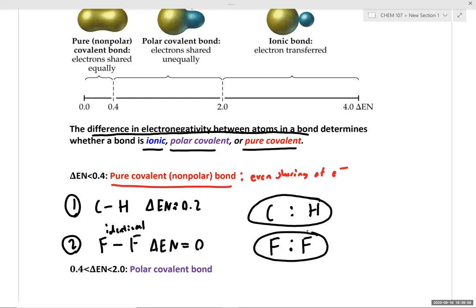Think of electronegativity sort of like a tug of war game. The more electronegative your element is and the greater your difference in electronegativity, the more your electrons are going to be pulled towards one of your atoms. And the more your compound will, rather than resembling an even sharing of electrons, start to resemble an uneven sharing. Does that make sense?